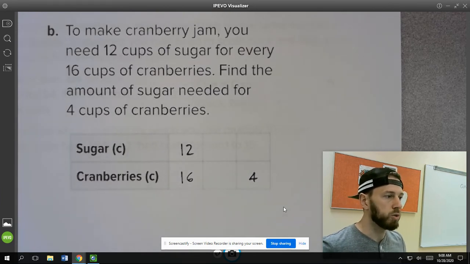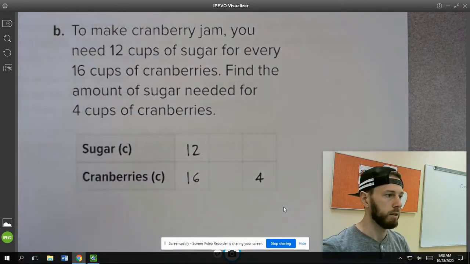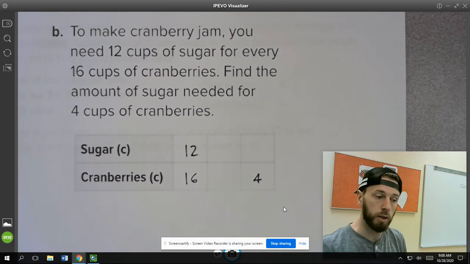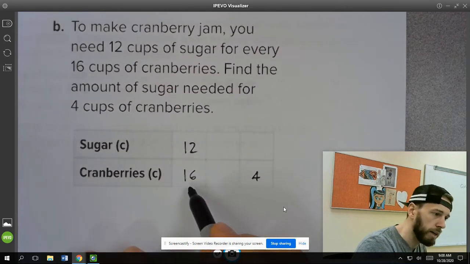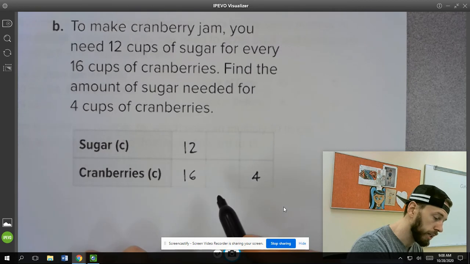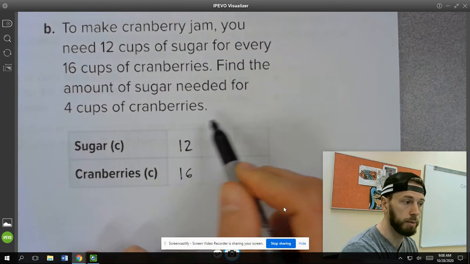To make cranberry jam, you need 12 cups of sugar for every 16 cups of cranberry, right? 12 cups of sugar, 16 cups of cranberries makes the cranberry jam. Find the amount of sugar needed for 4 cups of cranberries. Say you wanted to make a smaller amount. So what you do is you have to find a way to get from 16 to 4. And you can actually go ahead and just divide 16 by 4 to get down to 4 and do the same thing at the top.